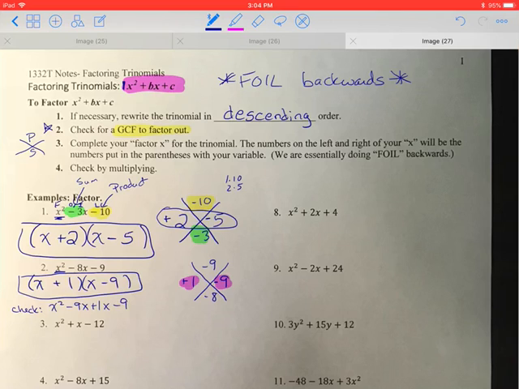So notice this number should always match this number. And then when we put our middle terms together, we're going to get that negative 8. So if we put that together, we would go right back to where we started.